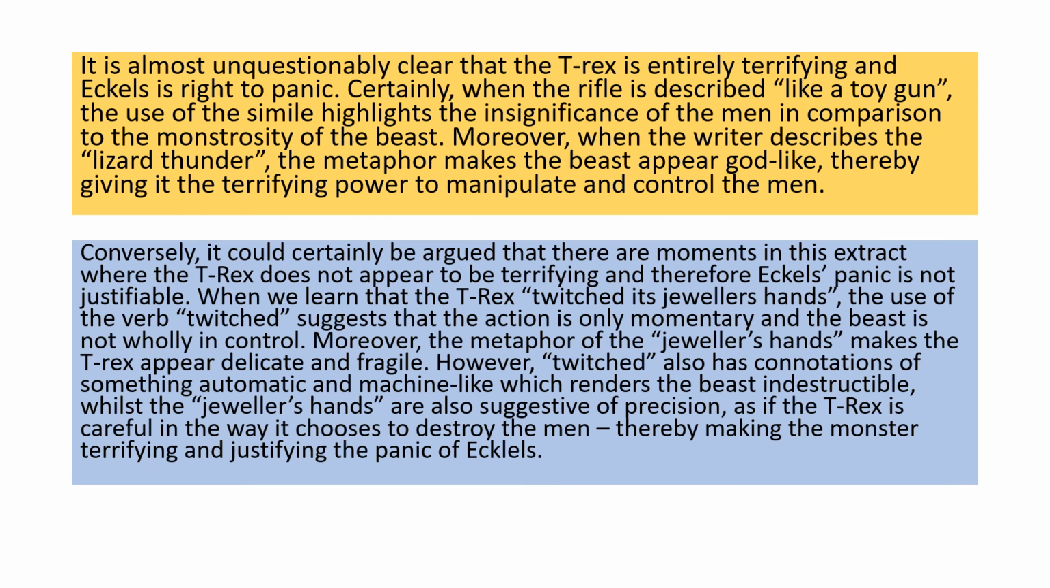It could certainly be argued that there are moments in this extract where the T-Rex does not appear to be terrifying and therefore Eccles' panic is not justifiable. When we learn that the T-Rex twitched its jeweler's hands, the use of the verb twitched suggests that the action is only momentary and the beast is not wholly in control. Moreover, the metaphor of the jeweler's hands makes the T-Rex appear delicate and fragile. However, twitched also has connotations of something automatic and machine-like, which renders the beast indestructible, whilst the jeweler's hands are also suggestive of precision, as if the T-Rex is careful in the way it chooses to destroy the men, thereby making the monster terrifying and justifying the panic of Eccles.